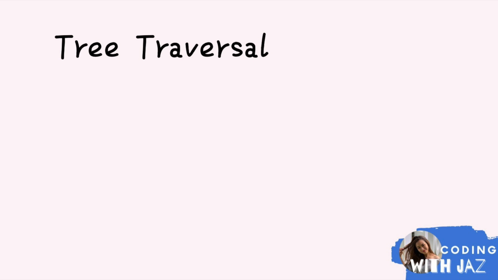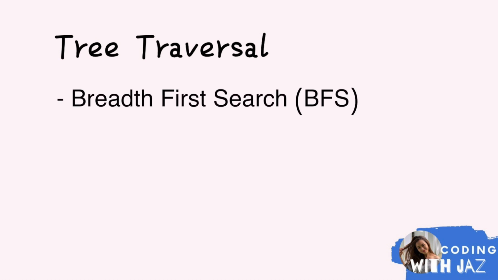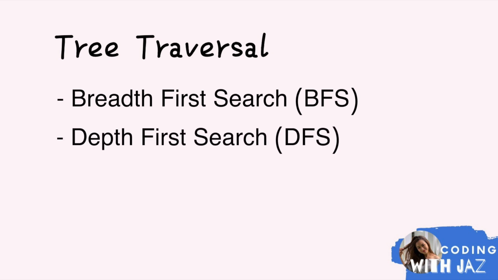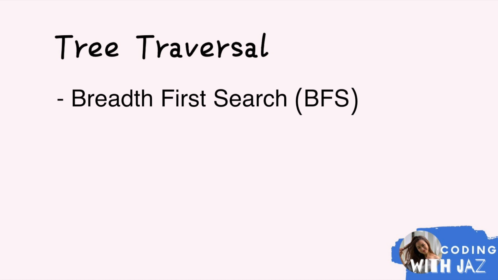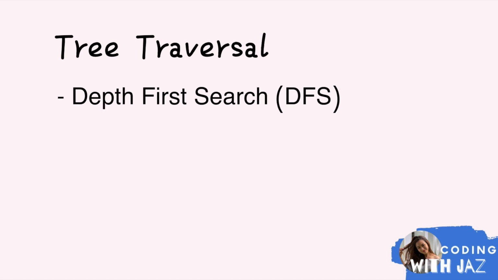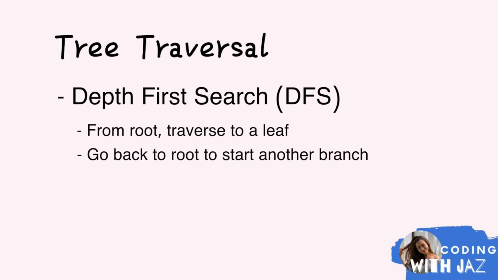This is Jess. So today we'll be talking about the most fundamental concept for tree traversal. There are two different strategies to traverse a tree. One is called breadth first search, or BFS in short, and the other one is called depth first search, or DFS in short. To traverse a tree with BFS, we're going to traverse the tree level by level from top to bottom. And to traverse a tree with depth first search, we're going to traverse the tree focusing on the depth, meaning that from the root, traverse all the way down to one of the leaves, and then go back to the root and start another branch.